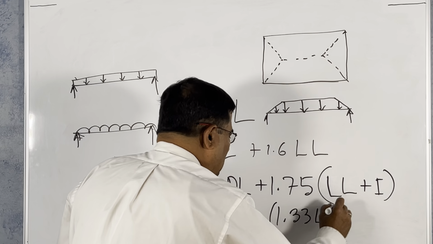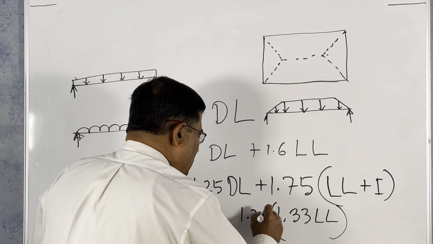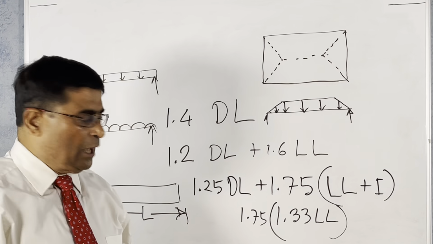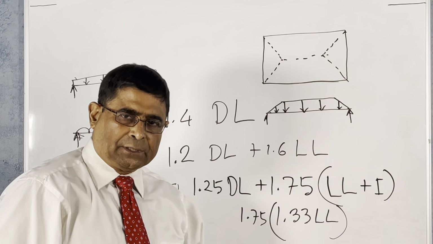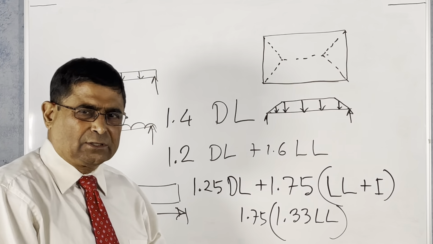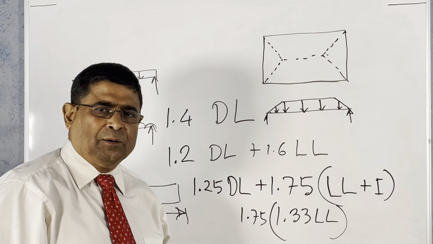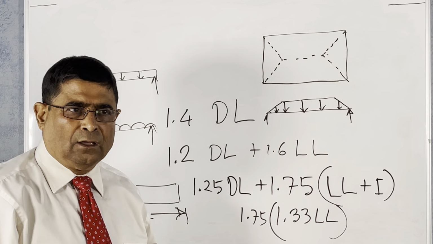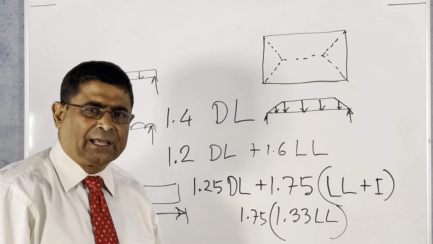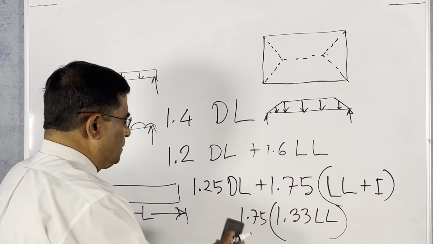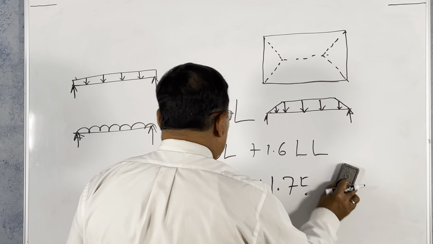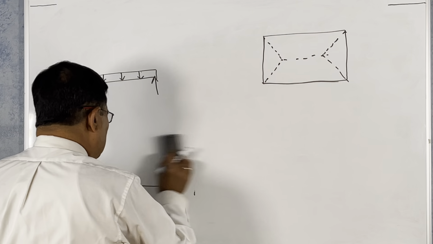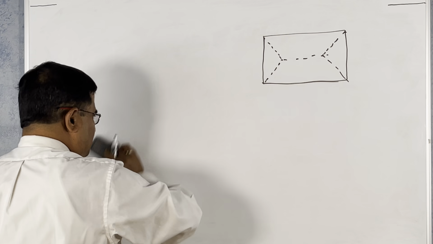So this whole thing is 1.75 times 1.33 LL, live load. Or you can write it this way. Nowadays it is 33%, but 0.33. Earlier you calculated some equation there, it may be less than 0.3 or more also. But nowadays it is called dynamic load coefficient or something like that. It's impact factor. Okay? So now you know what is design strength and required strength.